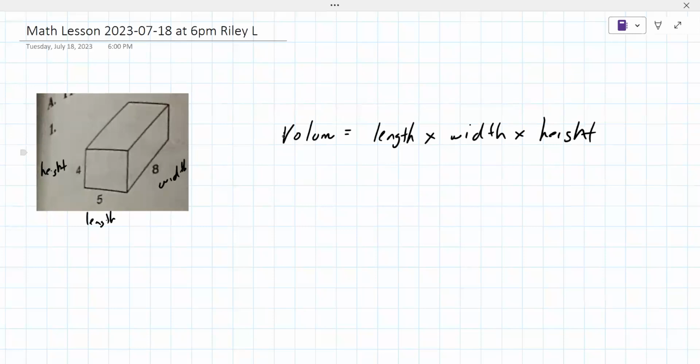Is that okay? So the volume here is just to multiply these three numbers together. So the volume here would be 5 times 8 times 4. Length.